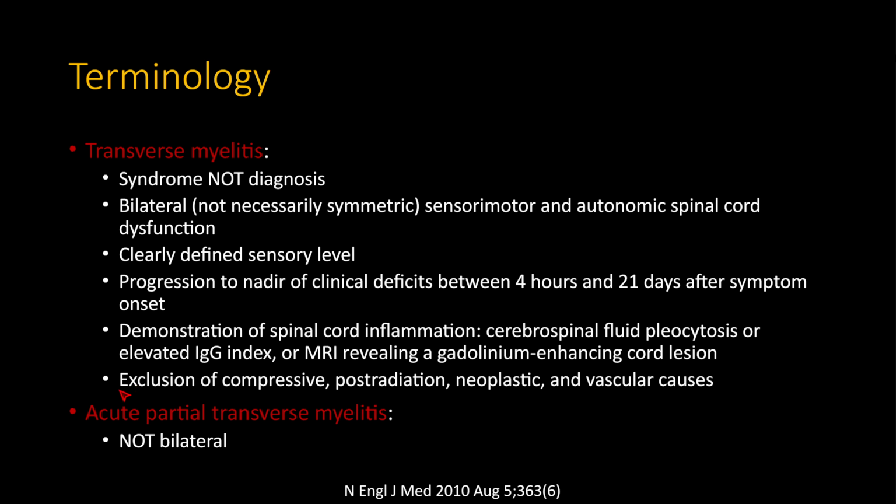And then the other concept is this acute partial transverse myelitis. It's again just a definition, just a syndrome. It's the same thing as transverse myelitis, except it's not bilateral. It's just one side of the spinal cord. And what it translates to on imaging is you have a lesion that only involves one side of the spinal cord and not both sides.